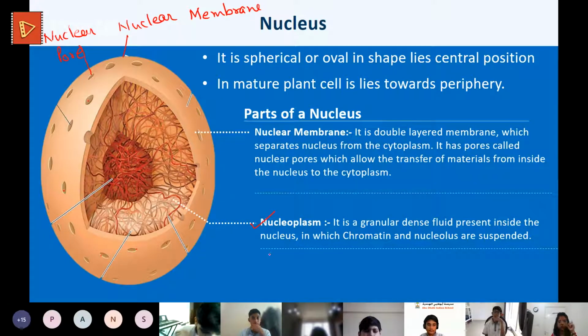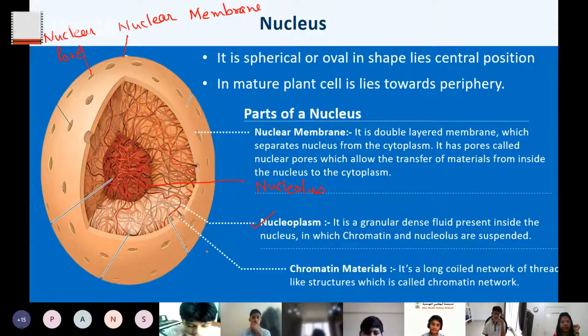Chromosomes. Yes, exactly. A thread-like structure is present, and one dense structure is also present. This dense structure is called the nucleolus. And the thread-like structure that is present is called chromatin material. Okay, this is about the nucleus.